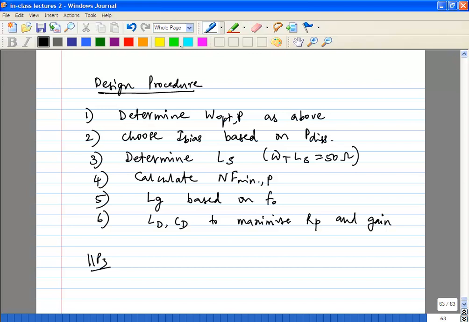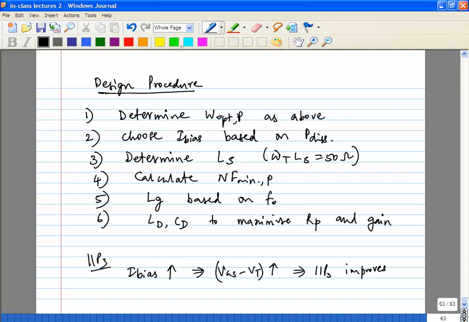If it doesn't look good, then the only way to improve IIP3 is to increase VGS minus VT. IIP3 is related to VGS minus VT. So you increase the VD sat of the device, you increase I bias, VGS minus VT increases, and IIP3 will improve.